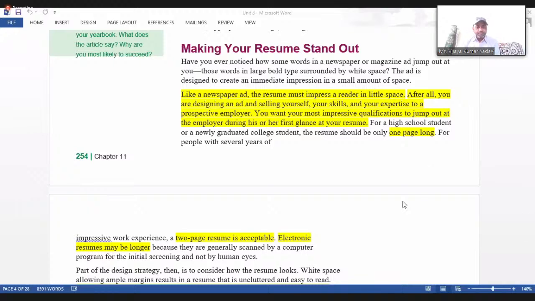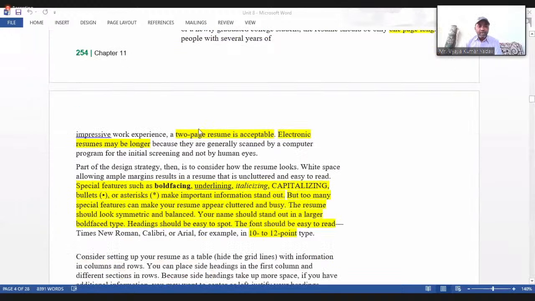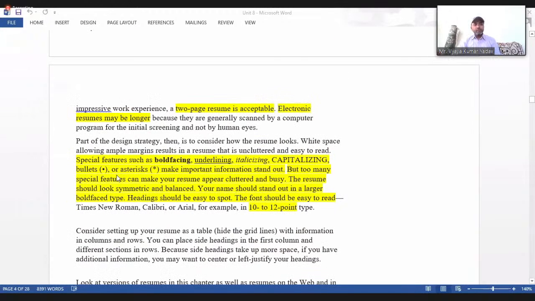But generally, if you have impressive work experience, a lot of work experience, let's say 15-year or 20-year work experience, then obviously that will be a 2-page resume. Okay, so a 1-page or 2-page resume is acceptable, not more than this. And yeah, an electronic resume may be longer. Electronic resume, so what is an electronic resume? You will know later. So let's see.